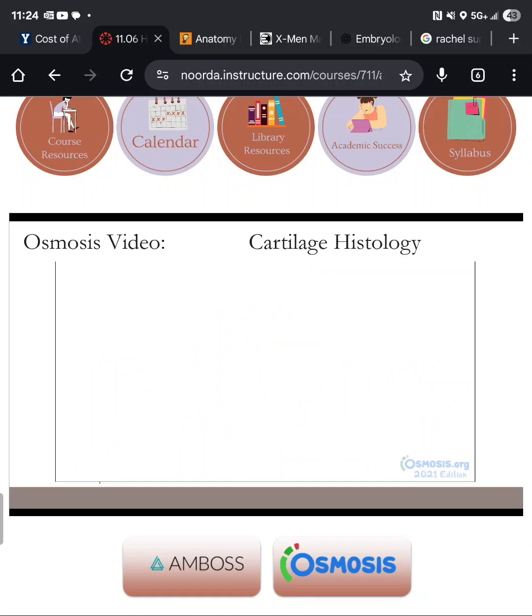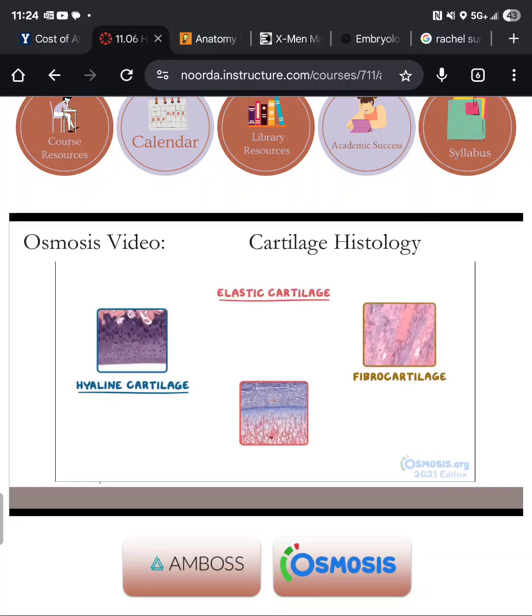Alright, as a quick recap, there are 3 main types of cartilage: hyaline cartilage, elastic cartilage, and fibrocartilage. The hyaline cartilage has an extracellular matrix with a glassy appearance and can be found in articulating surfaces of long bones and structures such as the trachea. And the articular hyaline cartilage doesn't have a perichondrium.